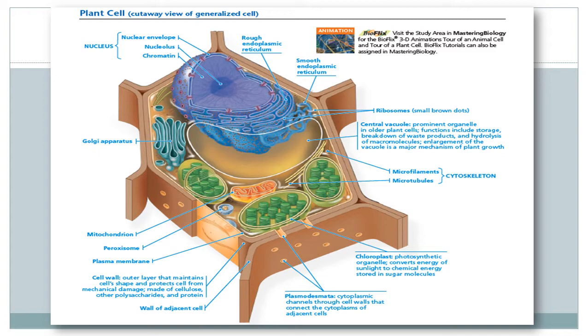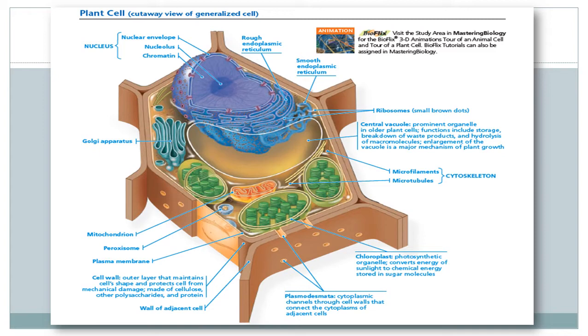Then going up further you find the peroxisomes and mitochondria. We've seen that in the plant cells. And here you get the chloroplasts. So they are the photosynthetic organelles. They convert energy of sunlight to chemical energy and store it in sugar molecules. And then you find the cytoskeleton, the microfilaments and the microtubules.